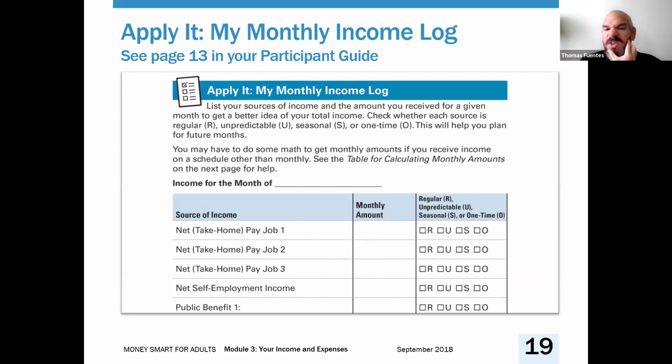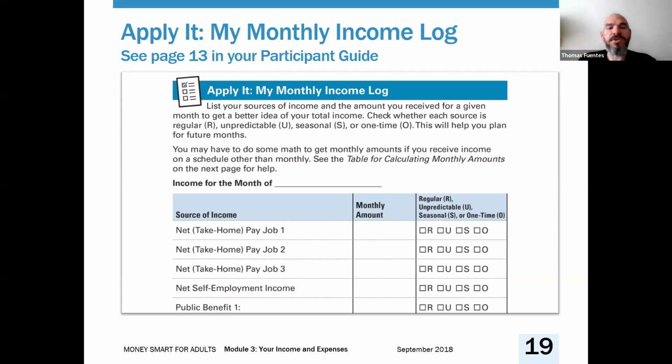Now, this could be really beneficial if you have multiple streams of income, and it's a good way for you to understand the sources and the monthly amounts. Then you can put them in the different buckets, as you can see on the right-hand side. Identify that income as being regular, unpredictable, seasonal, or one time. And it could be useful in understanding the different types, right?